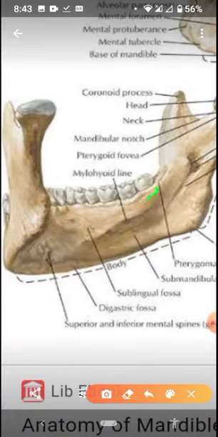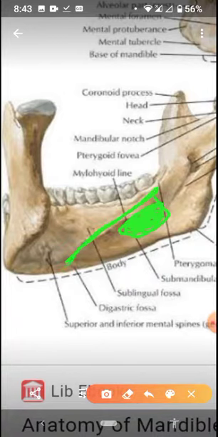Let me draw this line again. This is the line which is called the mylohyoid line. You can see a depression over here. This is the submandibular fossa. What is it for? It is for the salivary gland. Which salivary gland? The submandibular salivary gland. The superficial part of the submandibular salivary gland is present over here. That's why it is called the submandibular fossa.